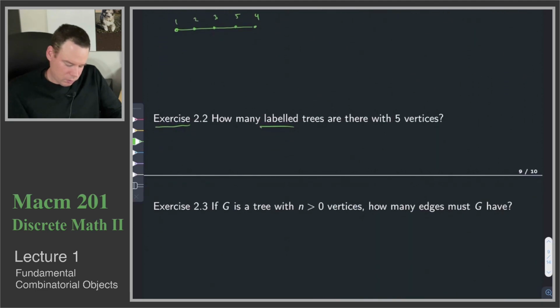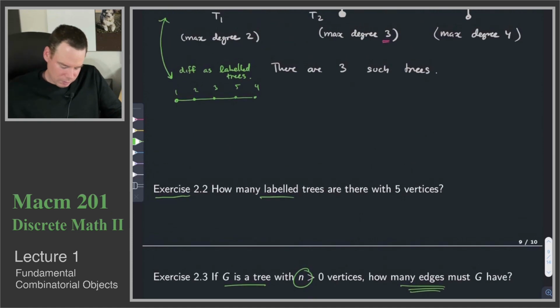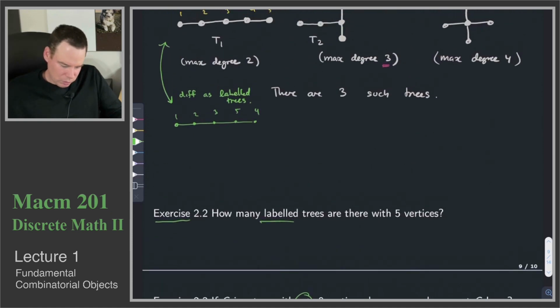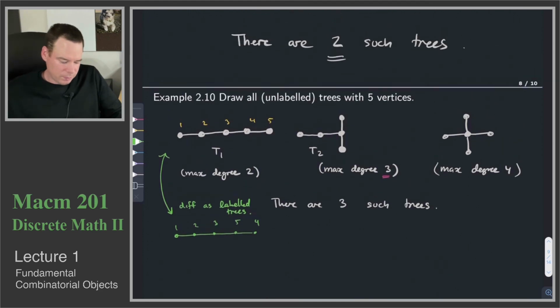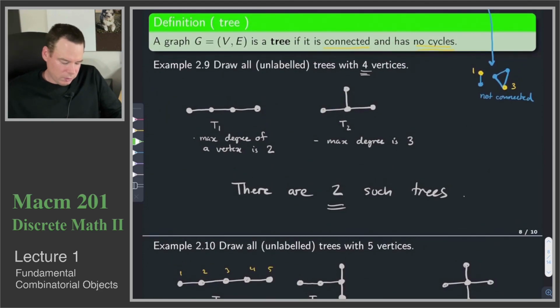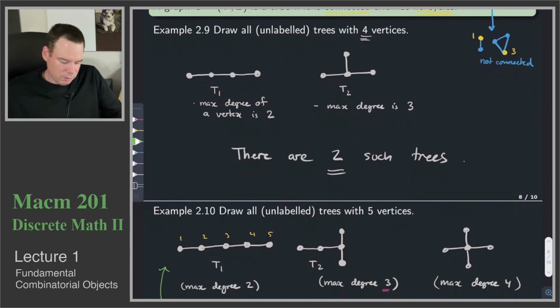And I've also got another exercise here that I'll leave for you to ponder as well. If G is a tree and it has n vertices, how many edges must it have? Give you a bit of a hint here from our previous examples. If you've got n vertices, how many edges are there? We drew some examples with 5 vertices, and you can count up the edges. In all cases there were 4 edges. So with 5 vertices, there's 4 edges. With 4 vertices, our examples had 3 edges.